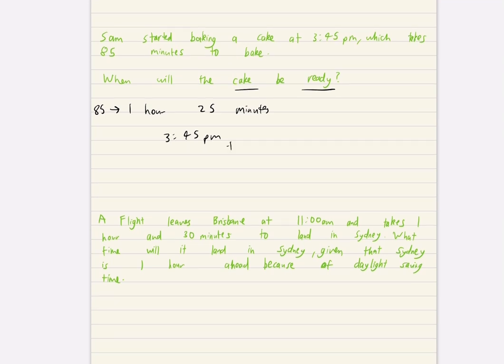I would do the hour first and then the minutes second. If we add the 1 hour, we get 4:45 p.m. Now if we add another 25 minutes, well, if we add 15 minutes, we get up to 5 o'clock. Then we've got another 10 minutes to add, so that gets us to 10 past 5. So it's going to be 5:10 p.m. And that will be your final answer, when the cake will be ready.